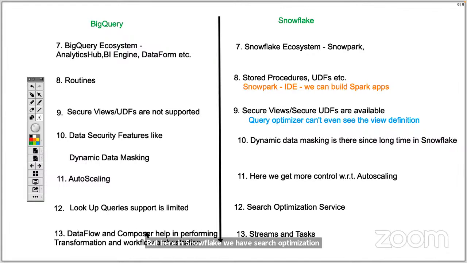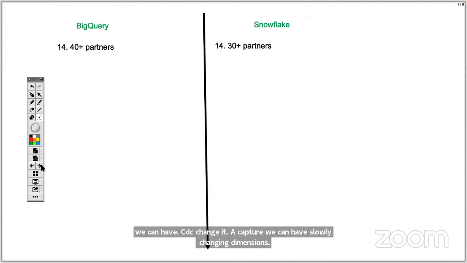And then in BigQuery, if you want to do some transformation, then we have Dataflow, or maybe you can write your own SQL logic, and then Composer can be utilized to build those Dataflow jobs, creating that kind of workflow orchestration. But in Snowflake, we have streams and tasks which are native to Snowflake. We can have CDC, change data capture. We can have slowly changing dimensions. We can easily implement such use cases.